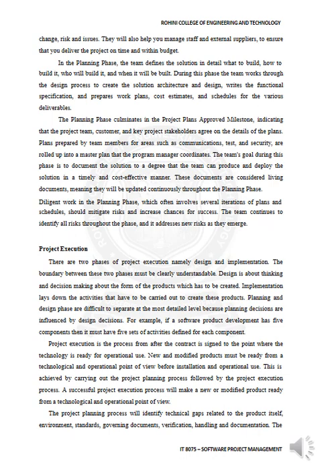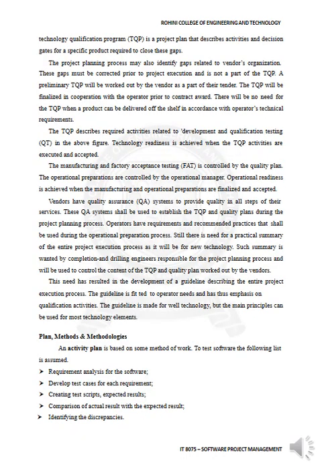Project execution is the process from after the contract is signed to the point where the technology is ready for operational use. New and modified products must be ready from a technological operational point of view. So plans, design and methodologies. The activity plan is based on some method of work. To test software, the following list is assumed: requirement analysis of the software, develop test cases for each requirement, create a test script, note what may be the expected result, compare the actual result with the expected results, and identify the discrepancies.